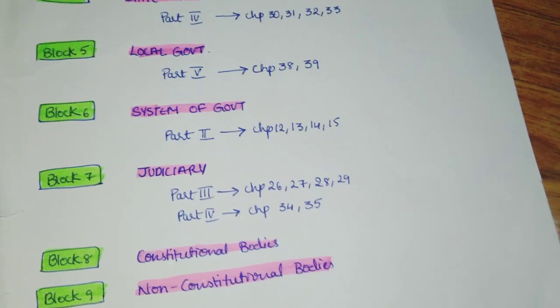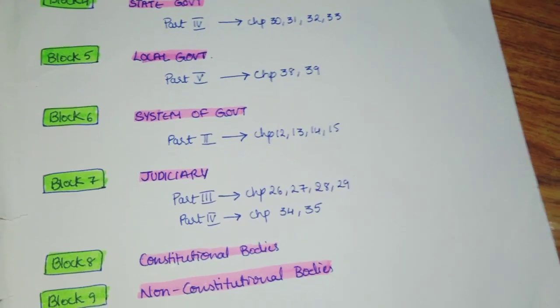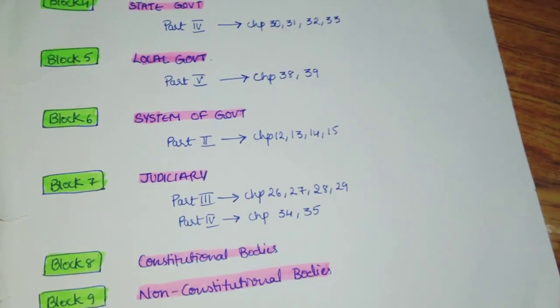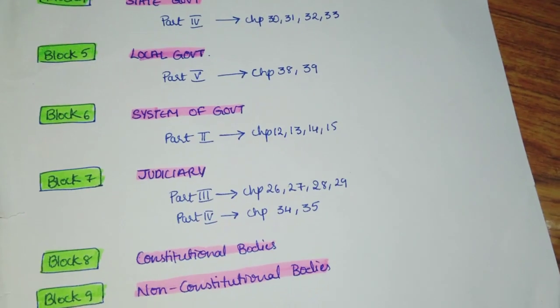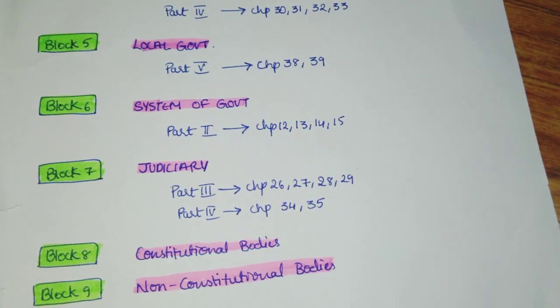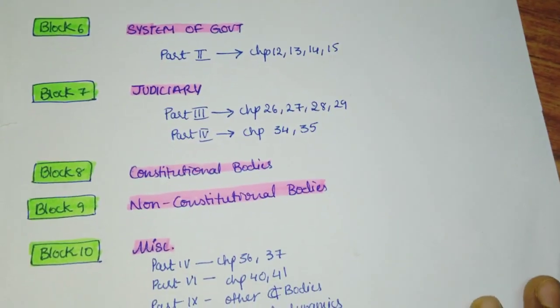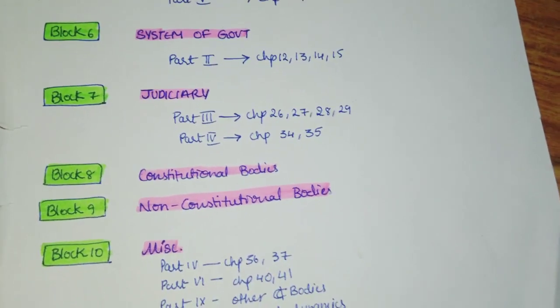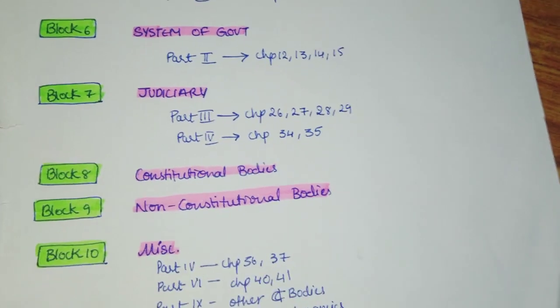from part 3. And part 4 consists of High Court. The 34th chapter is High Court, and the 35th chapter is subordinate court. So you can entirely make this under the judiciary block and read this. And then we have block 8, and here we have a separate heading under part, I think 7.